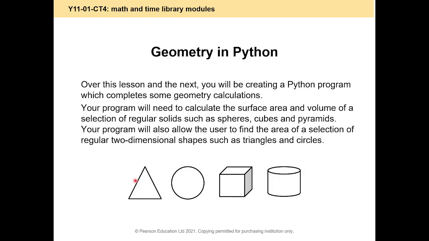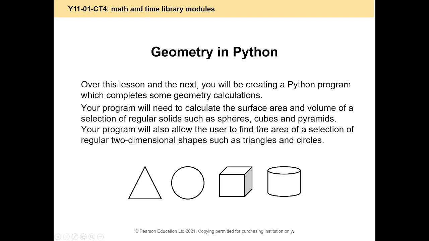So we're going to focus on geometry with a link to maths today. We're going to work out the area of two-dimensional shapes and the volume of three-dimensional shapes. So don't worry if you can't remember the formulae for these. We'll go through that part together. We want to be able to translate the mathematical formulae into the computer science Python code to do the calculations for us.